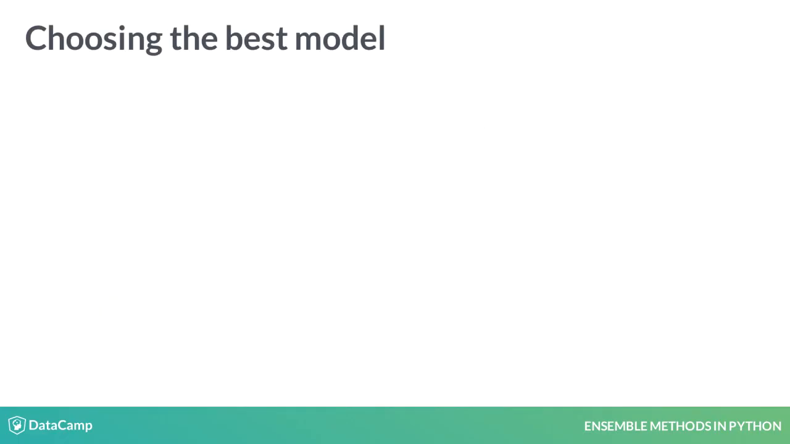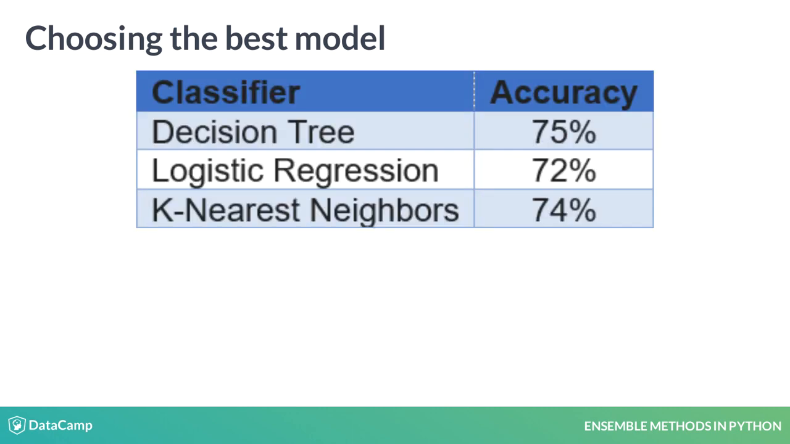When you're building a model, you want to choose the one that performs the best according to some evaluation metric. For instance, consider this example. Here we train a decision tree, a logistic regression, and a k-nearest neighbors model. If accuracy was our chosen metric, then the decision tree will be the best choice, right?